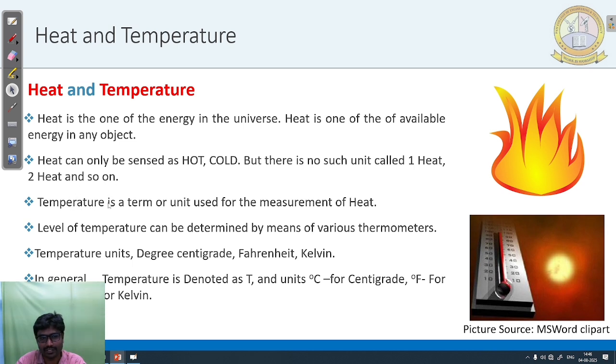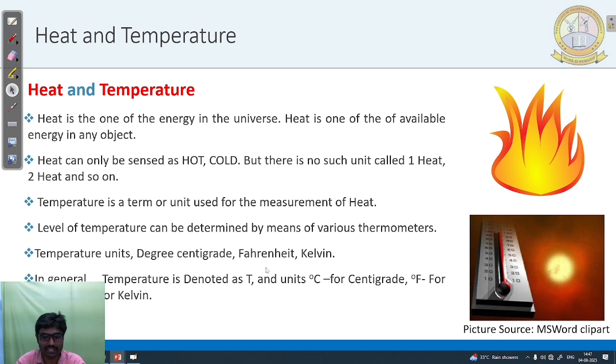Temperature plays a major role, because through temperature we know how heat is stored in a particular system. Temperature is nothing but the measurement of the hotness and coolness of a body. The level of temperature can be determined with various thermometers or thermocouples. It is measured in degrees centigrade, Fahrenheit and Kelvin.